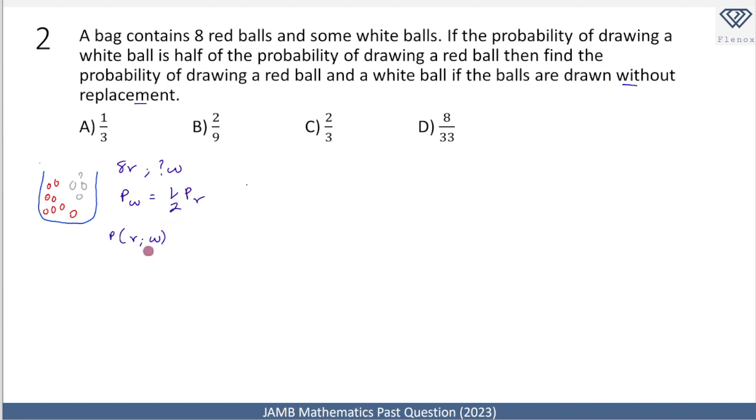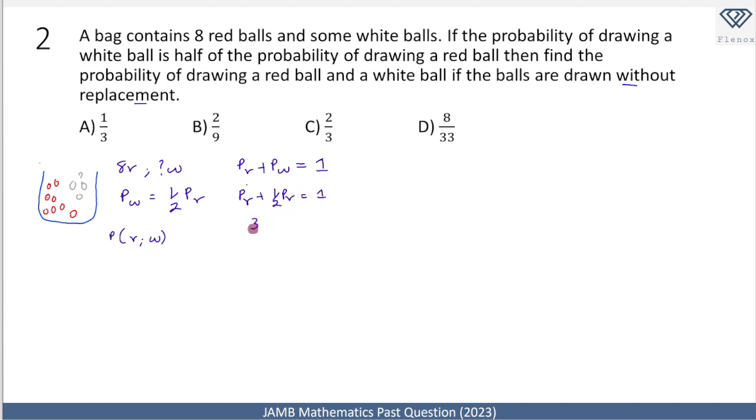Now from the law of probability, we know that the sum of all our probabilities must add up to 1, right? So in this case, the probability of drawing a red ball plus the probability of drawing a white ball must be equal to 1. Now, we know that the probability of drawing a white ball is half of the probability of drawing a red ball, so we can substitute that here. So this becomes the probability of red plus half of the probability of red, which is the probability of white, must be equal to 1.